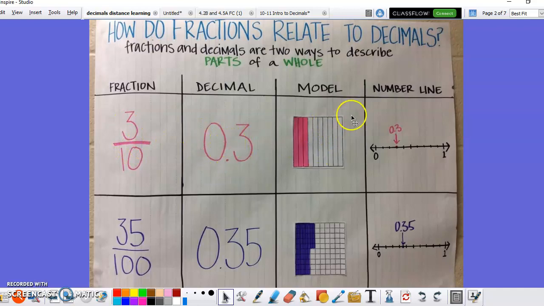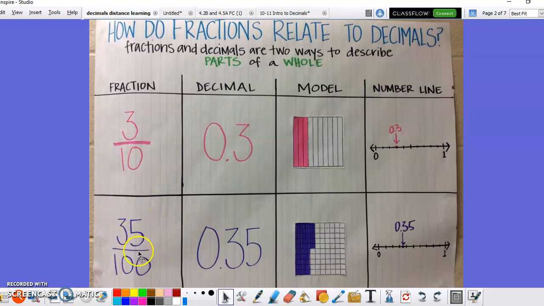We can also look at it as a pictorial model. So here my whole is divided into 10 equal parts. And I have 3 out of those 10 shaded. So the same way, 3/10, 3/10, and 3/10. We can also see it on a number line. And we also do the same thing with our hundredths.